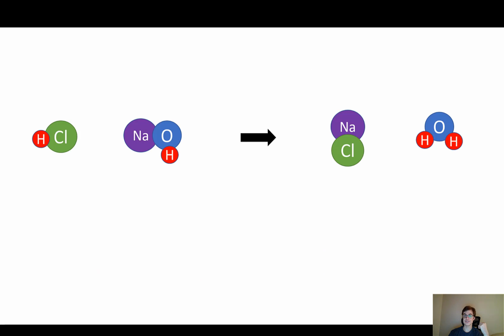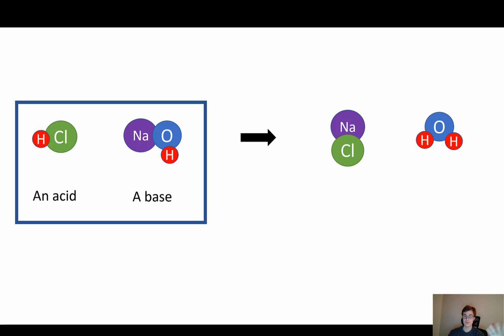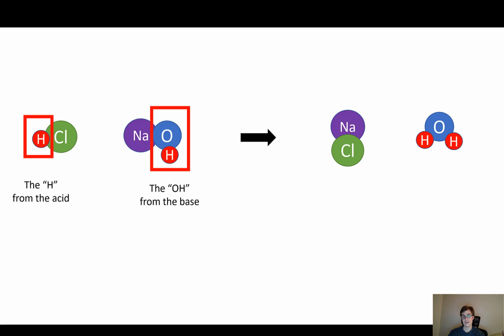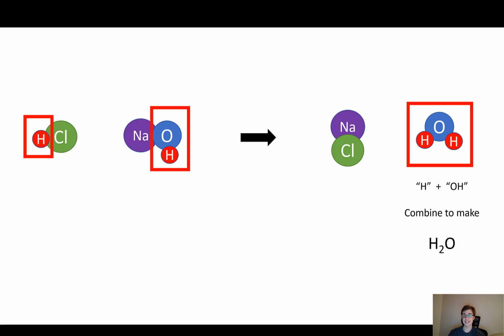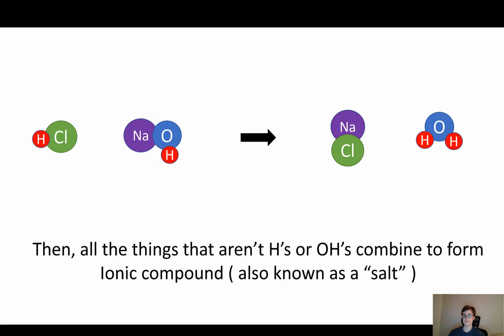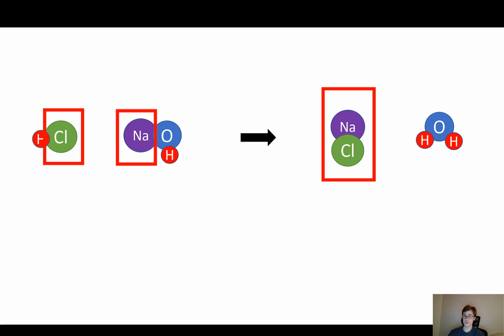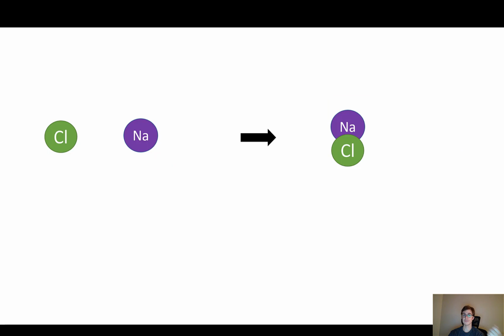So, examining this reaction in a little more detail, we have the acid and the base as reactants. You have an H from an acid and an OH from a base. These two things combine to form the H2O, water, on the right. Then all the things that aren't H's or OH's combine to form an ionic compound, which we just call a salt. It's a catch-all term. It doesn't necessarily mean the stuff you put on your French fries. So, the chlorine and the sodium on the left did not react to make the water. They made the salt, the leftover thing. And you can see that more clearly when you just eliminate all the hydrogens and oxygens.